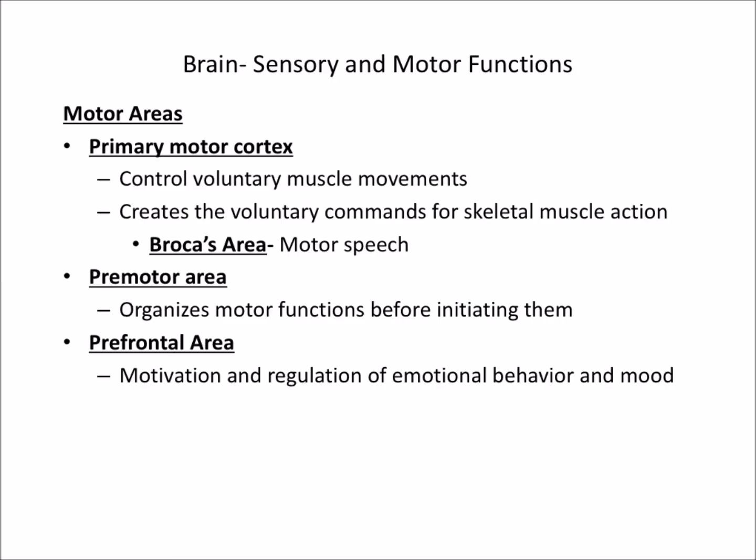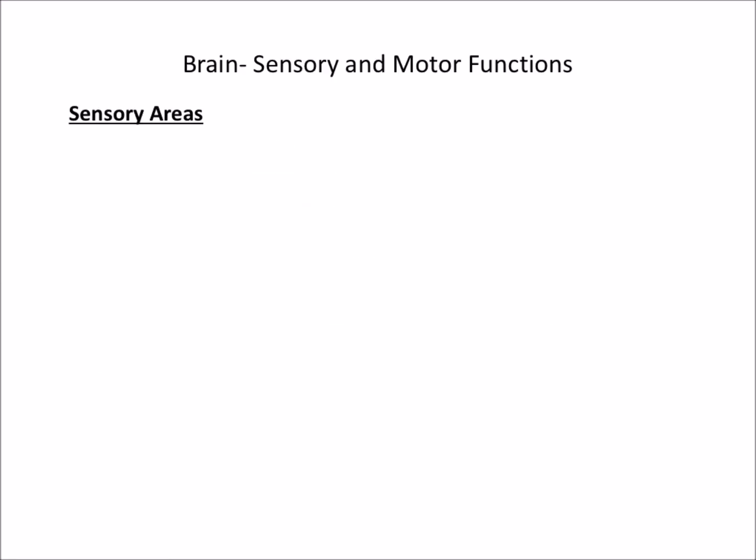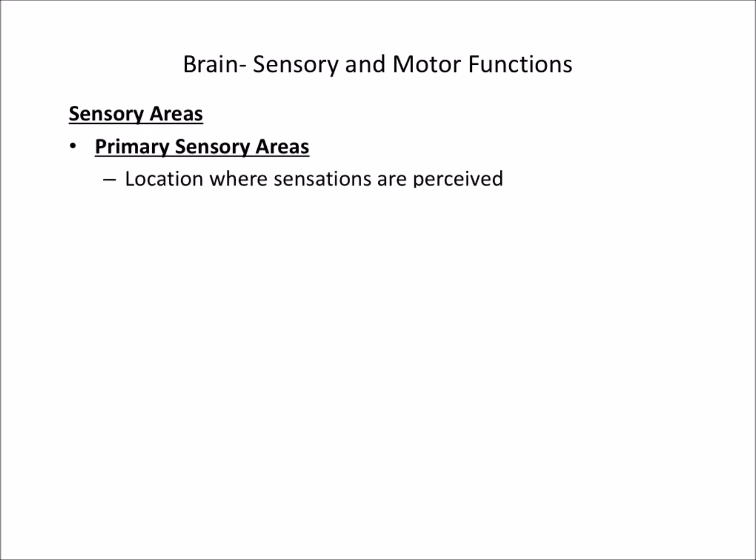Within the sensory areas, there are two major sections of the cerebral cortex. The first section is called the primary sensory areas. In the primary sensory areas, these are the locations where sensations are perceived. And there are five primary sensory areas, one for each of the five special senses. The first primary sensory area is called the primary somatosensory cortex, and this is responsible for the sense of touch, pain, temperature, and pressure.